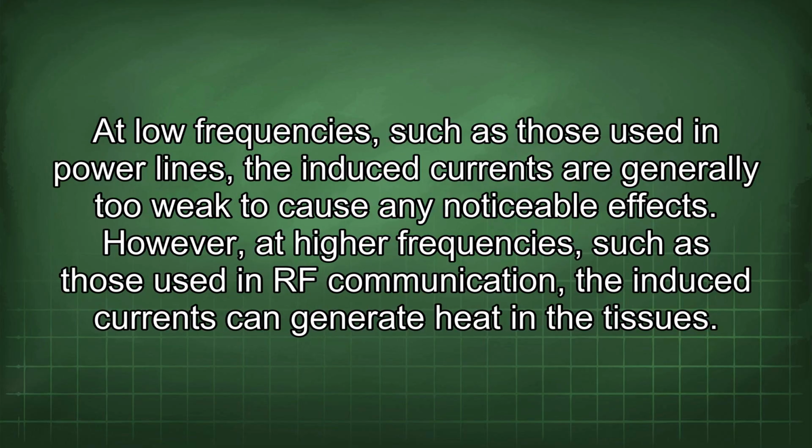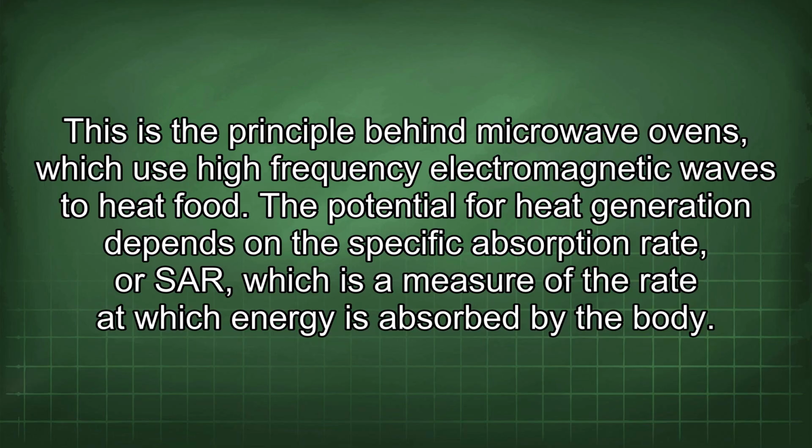At low frequencies, such as those used in power lines, the induced currents are generally too weak to cause any noticeable effects. However, at higher frequencies, such as those used in RF communication, the induced currents can generate heat in the tissues. This is the principle behind microwave ovens, which use high-frequency electromagnetic waves to heat food. The potential for heat generation depends on the specific absorption rate, or SAR, which is a measure of the rate at which energy is absorbed by the body.